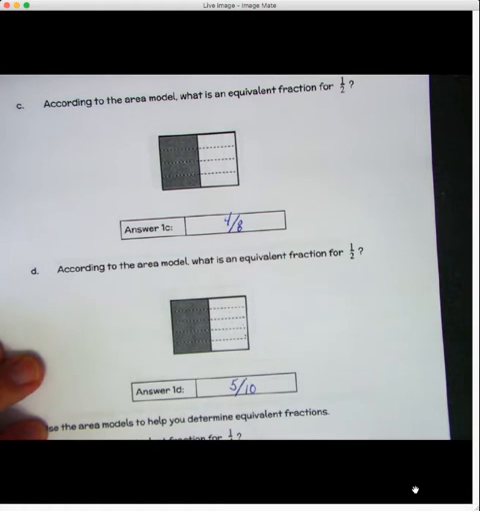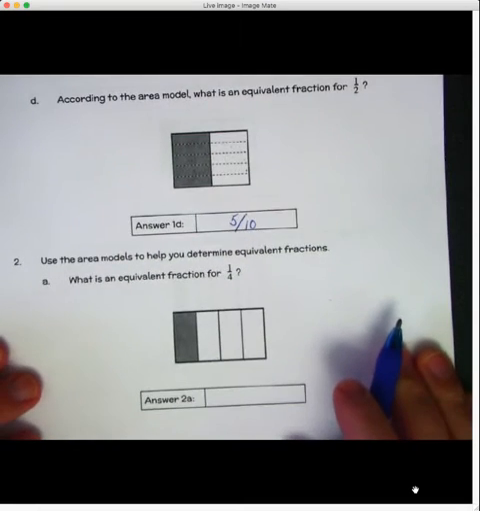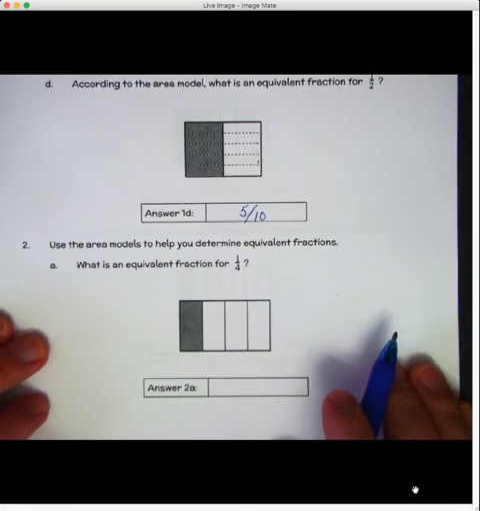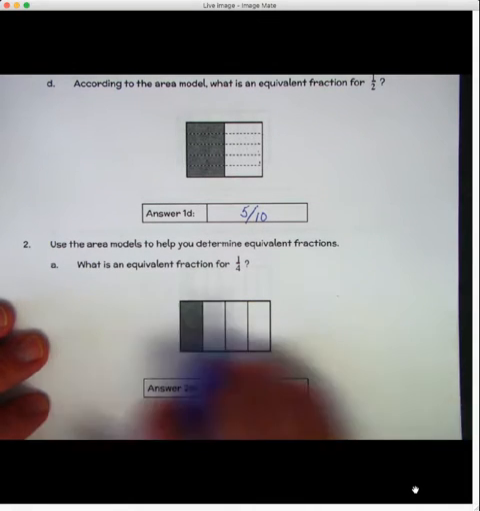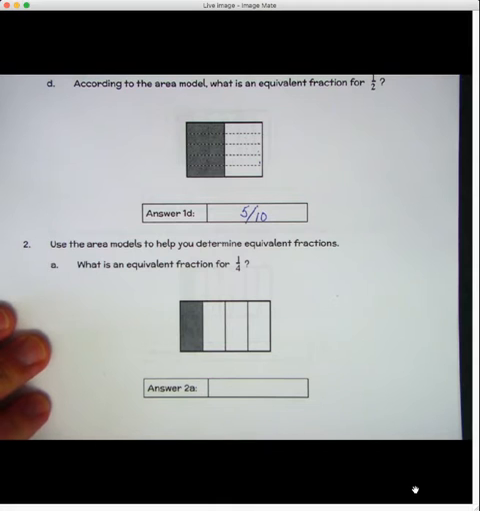After the lines are drawn, how many pieces there are and what is shaded of those pieces. Okay, so moving on now, we are going to get to do our own lines, and it doesn't tell us how many to do. It just asks us, what's an equivalent fraction for 1/4? So I can draw one line, I can draw 2 lines, I can draw 3, I can draw 10 lines.